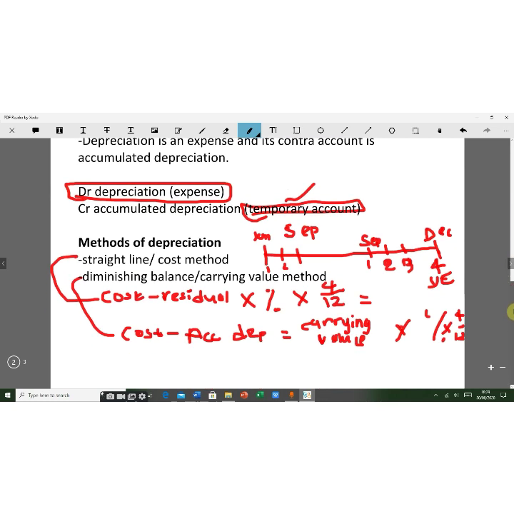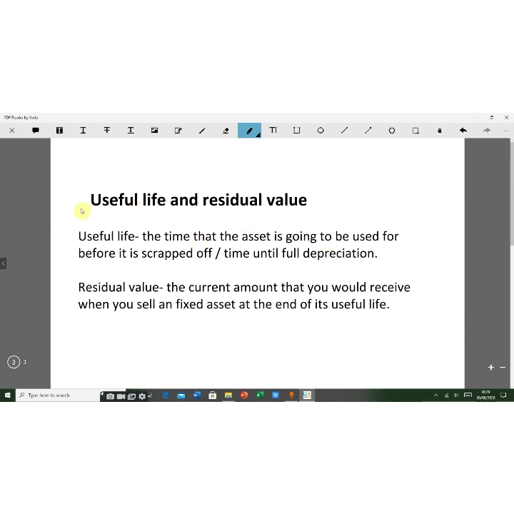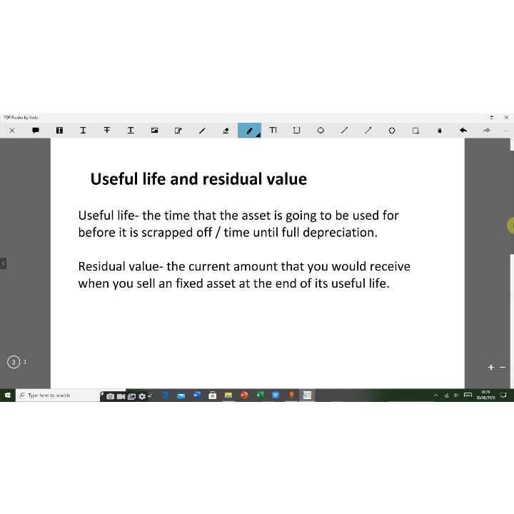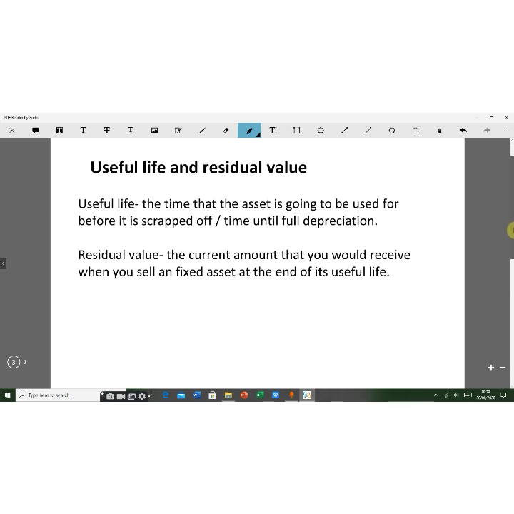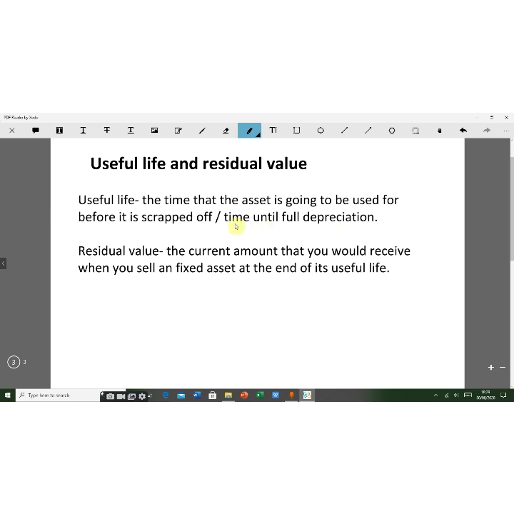So now we have also what we call useful life and residual value. So useful life is the time that the asset is going to be used for before it is scrapped, or time until full depreciation. So if there's a scenario that says a vehicle was bought and it has a useful life of 5 years, means that is the time that the vehicle is expected to be used.